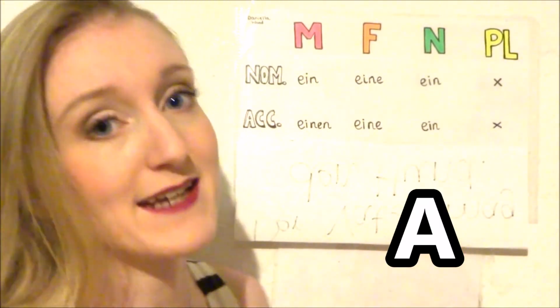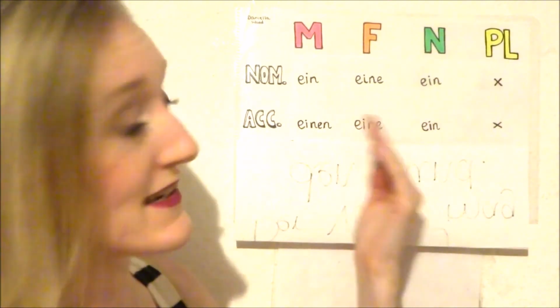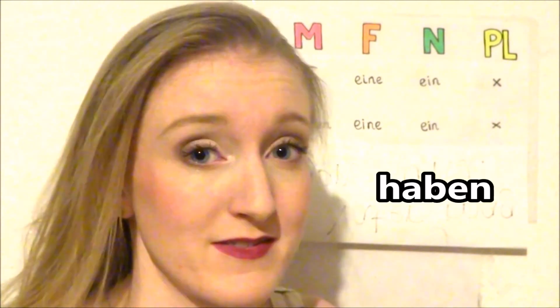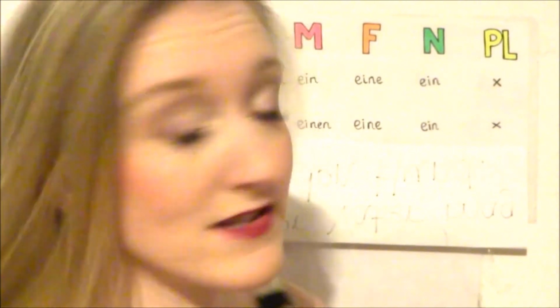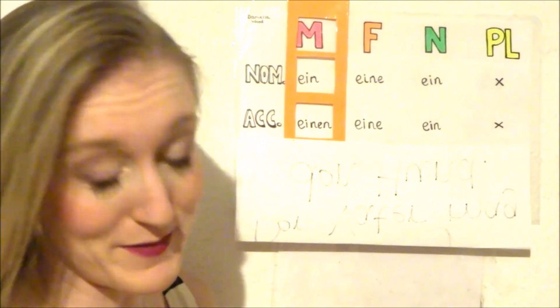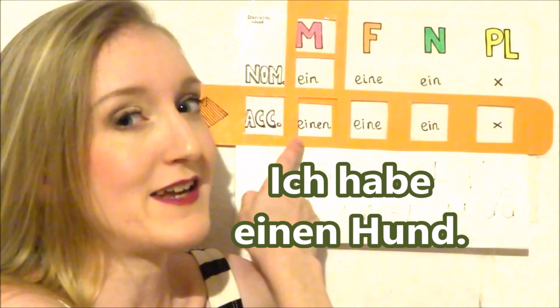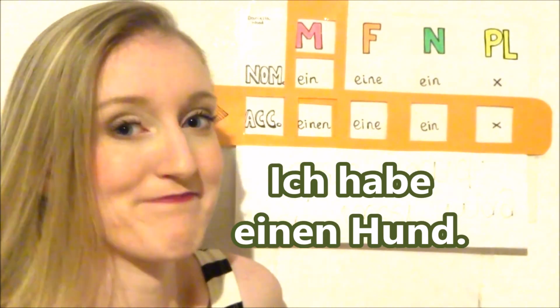Let's come on to the word a. You'll see this table often: ein, eine, einen, ein. If I want to say, I have a dog, we have already seen that the verb haben takes the accusative. A dog is going to be in the accusative. We know a dog is masculine, so here's our masculine column. And we also know that we need to use the accusative. Voila! You can now see that I need to say, ich habe einen Hund.